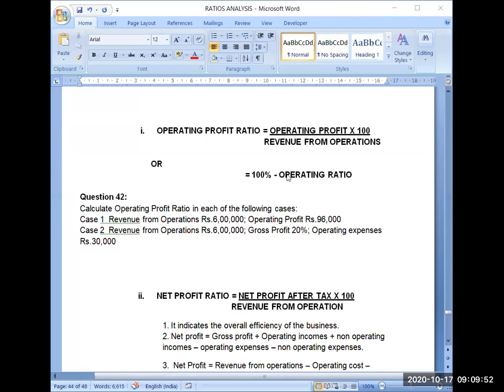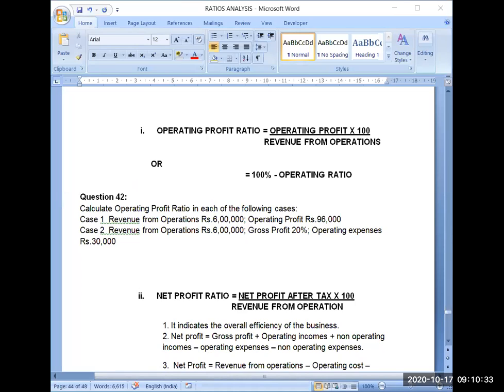You can also calculate operating profit ratio with the help of another formula, that is 100 minus operating ratio, because either operating cost you have calculated or operating profit you have calculated, the other component you can know from this formula. So 100 minus operating ratio, or you can say operating cost ratio, will be your operating profit ratio, because if you deduct the operating cost, then obviously the remaining part will be your operating profit.